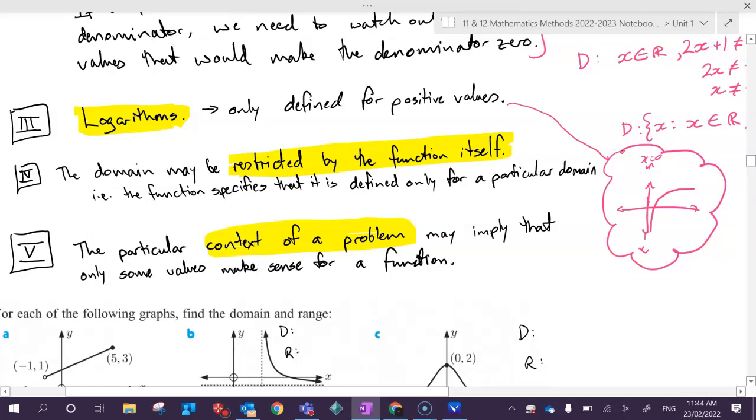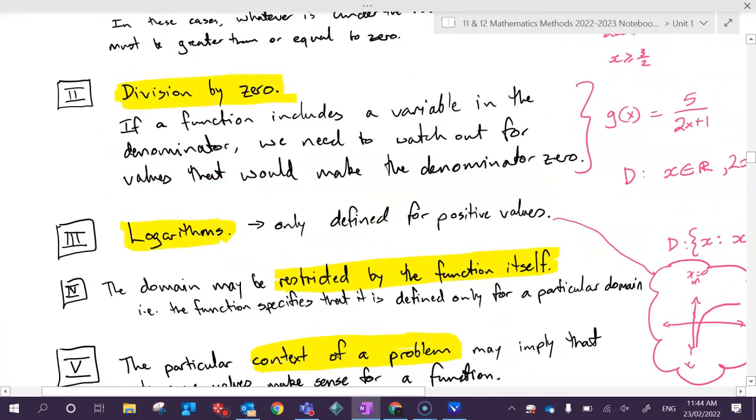They're the three main ones that we'll deal with. There may be other ones later on, but they're really the three that you're going to look for in this course. It could be that the question states a function is only defined for certain values. If it does that, that could be a restriction, so you need to read your question carefully.